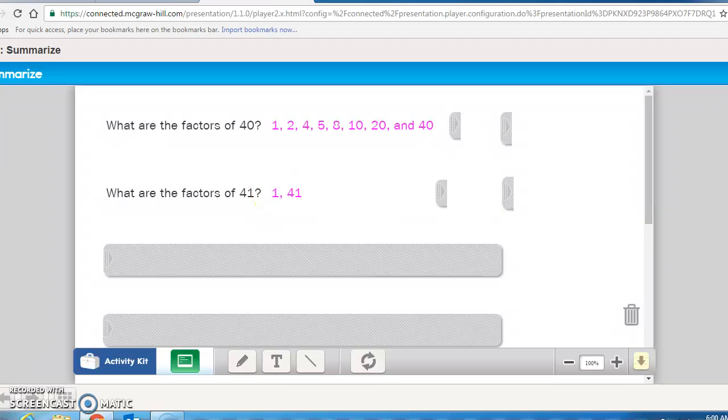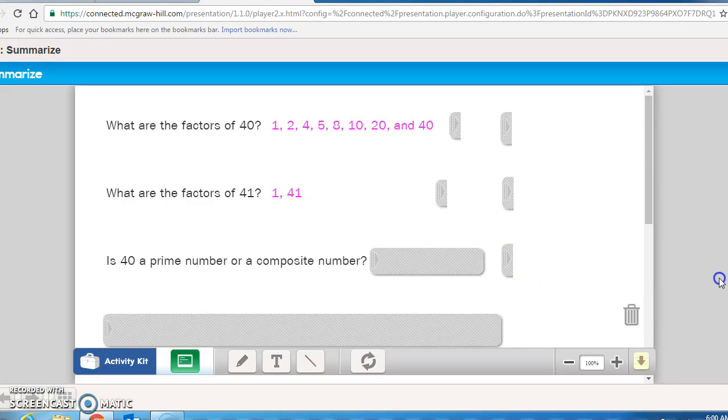The only way you can get 41 is to multiply 1 times 41. So that is a prime number. 40 was a composite number because there were multiple factors you could multiply to get 40. 41, there are only 2, 1 and the number itself. So again, that is a prime number.